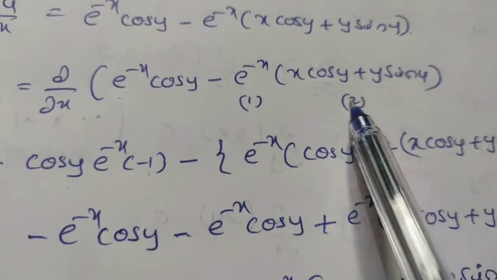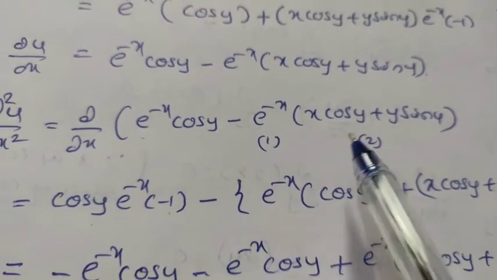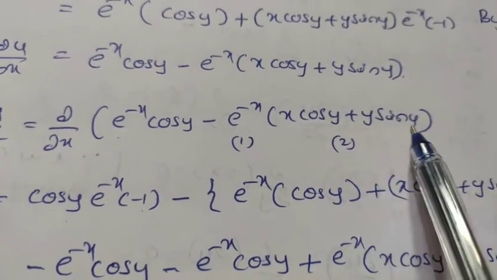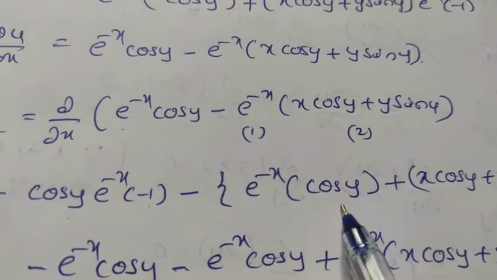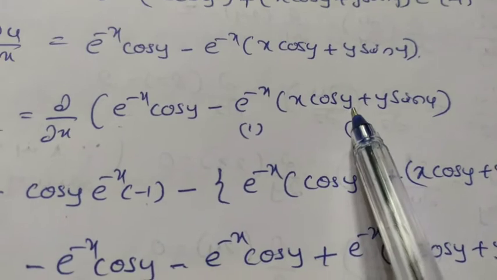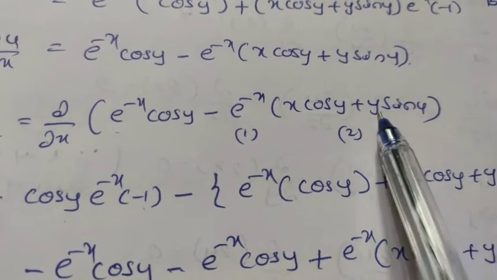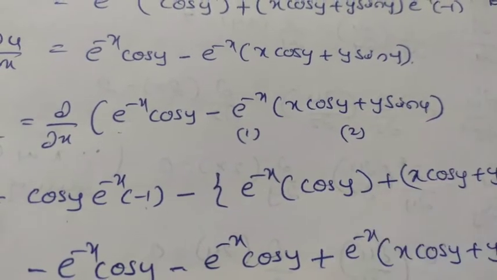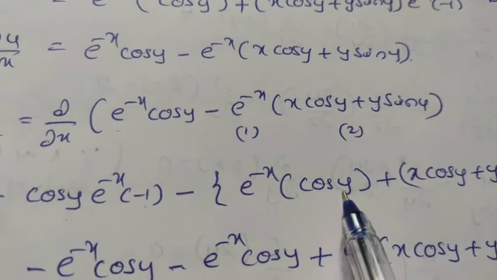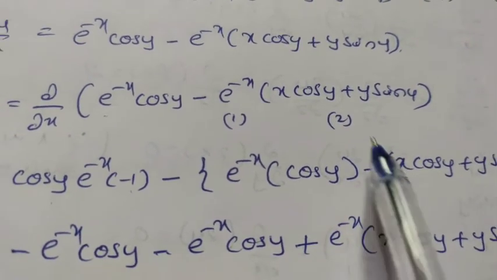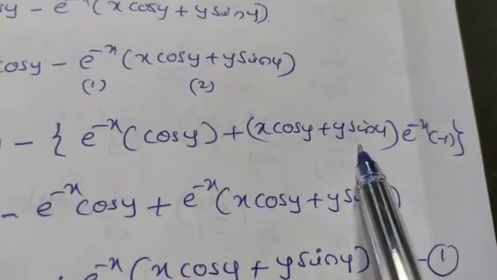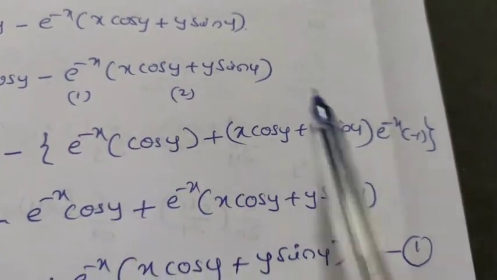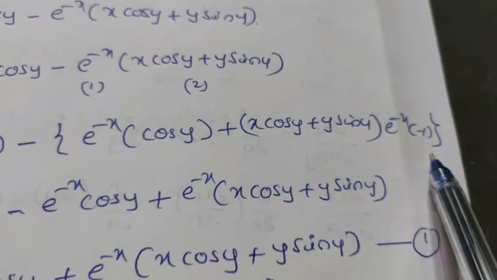Apply product rule once again. First function as it is, derivative of x cos y plus y sin y. Derivative of x cos y, cos y constant, derivative of x is 1, then plus y sin y is constant, again derivative of constant becomes 0, only one term we will get here, cos y. Then plus the second function x cos y plus y sin y as it is. Then a derivative of e raised to minus x is e raised to minus x into minus 1.